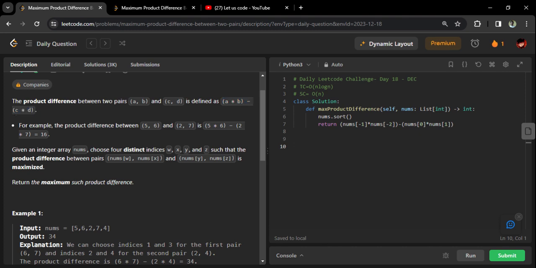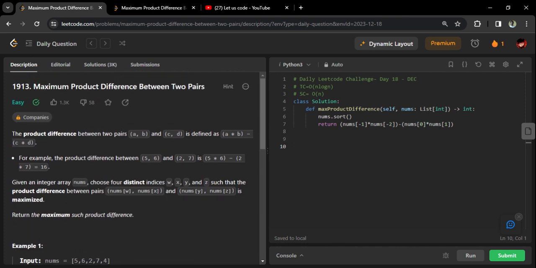How is it possible? The first possibility is to make this as maximum as possible. The second thing is to make this as low as possible, because it's a subtraction, right? When we are subtracting and we want the difference to be as big as possible, the first thing we can do is to make this as great as possible. The second thing we can do is to make this as small as possible. So how can we achieve that?